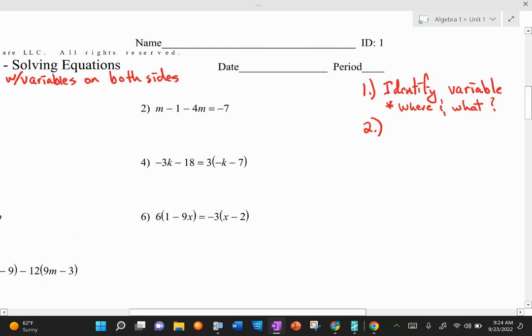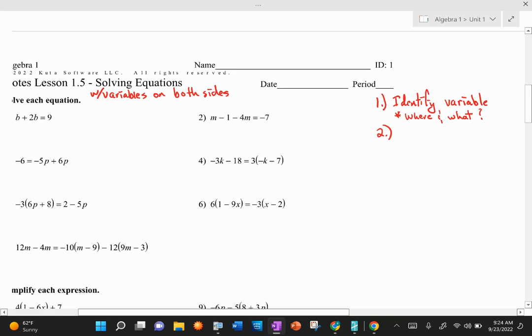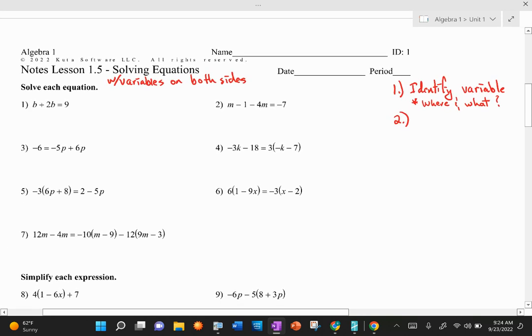If we look at number 1, we've got b plus 2b equals 9. So we would identify that the variable is where? On the left side, because they're separate, right? And what is it? It's b, right? Okay, so our next step is that we need to, if possible, simplify and combine like terms.